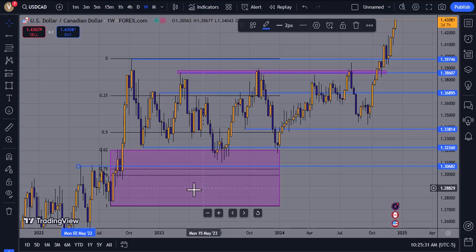So right now price came to this discount, which is inside, which aligns with what? Which aligns with the ICT optimal trade entry zone, which is 0.62, 0.75, 0.79, and just within that area.